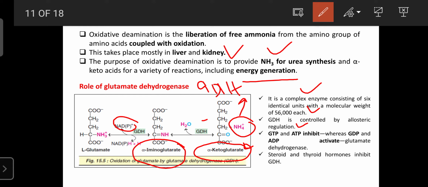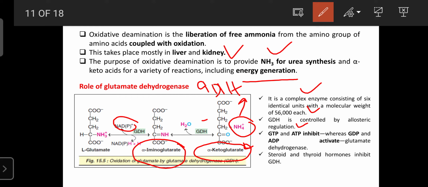There are active sites present in the enzyme. If more active sites are present, more substrate and more coenzyme can be bound, and then the reactions will be accelerated. That is known as allosteric regulation. These active sites are binding sites present in this enzyme, and they can determine the rate of the oxidative deamination. That is known as allosteric regulation.